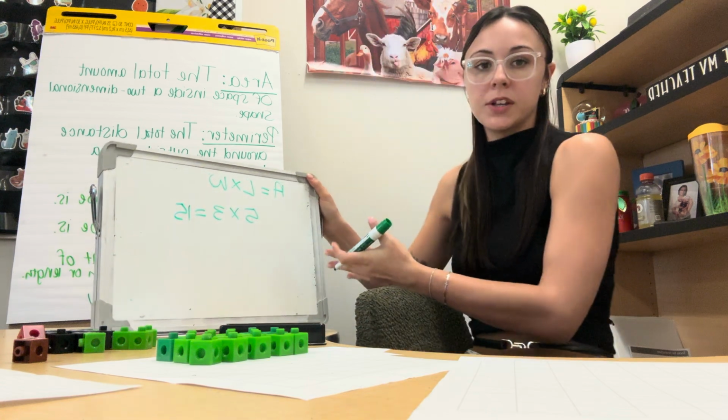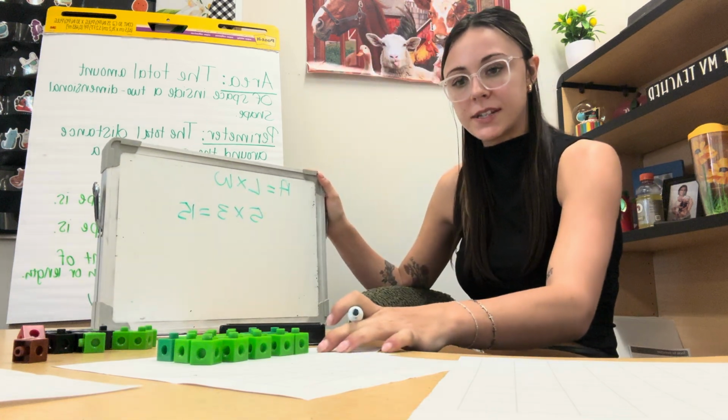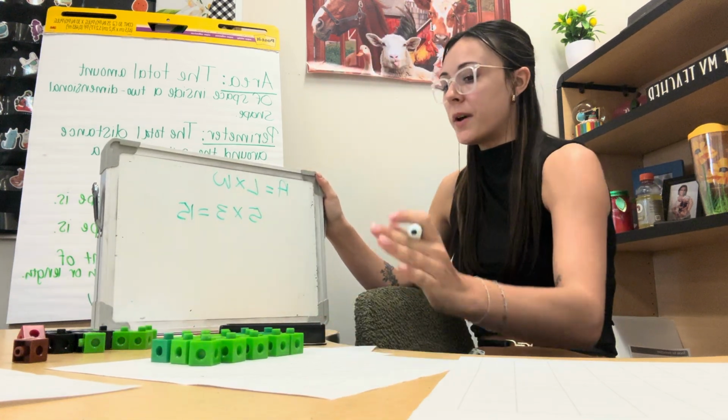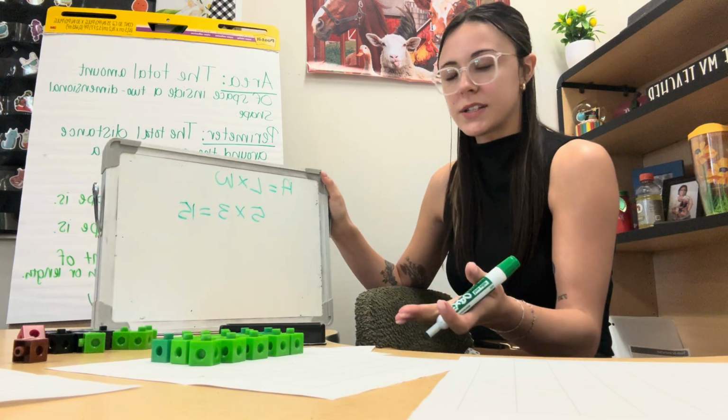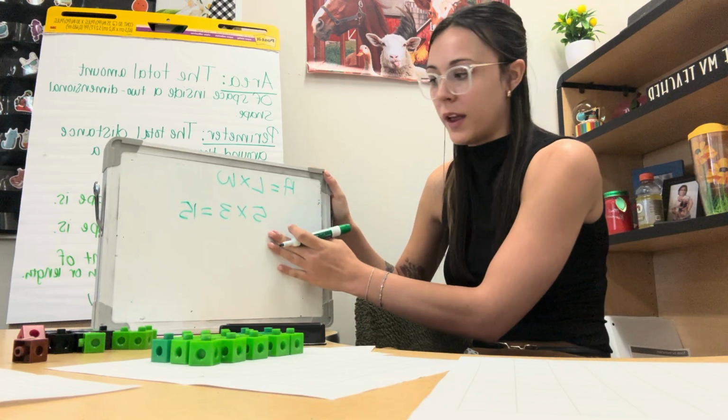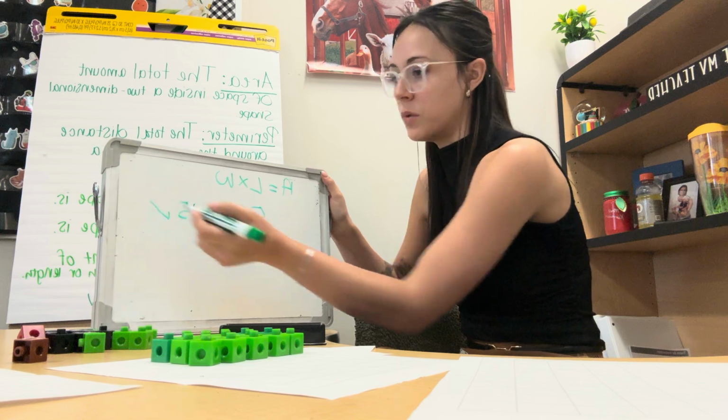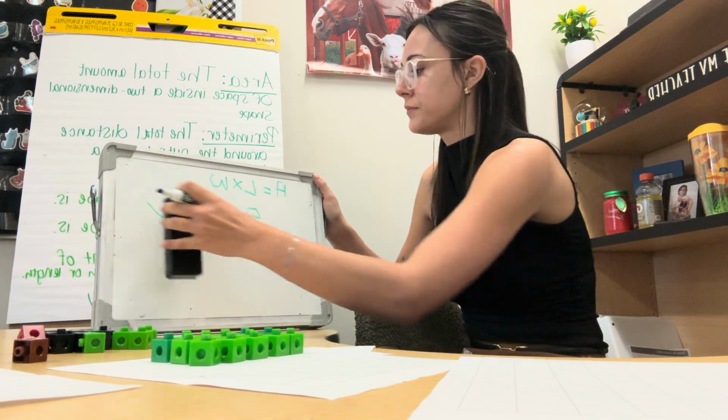We know this is true because we just put all the connecting block manipulatives down. We physically counted them all, but now we can also plug in the values of the side lengths into our formula, and we can double check that it in fact does equal 15, the area equals 15.